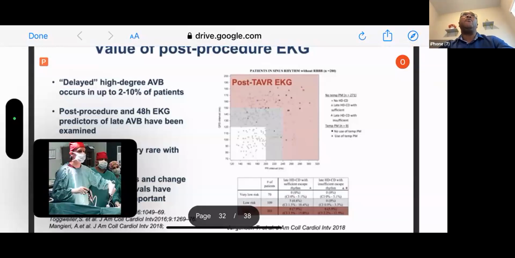So that is why even when we see them in the clinic, we like to at least do an EKG on them if they do not have any monitor, because we know that about 2 to 10% may develop high degree AV block after 48 hours in this patient. And if they do have that, then maybe they may need permanent pacemaker placement. And the absolute value and change in the QRS and PR intervals have also been shown to be very important in this patient.